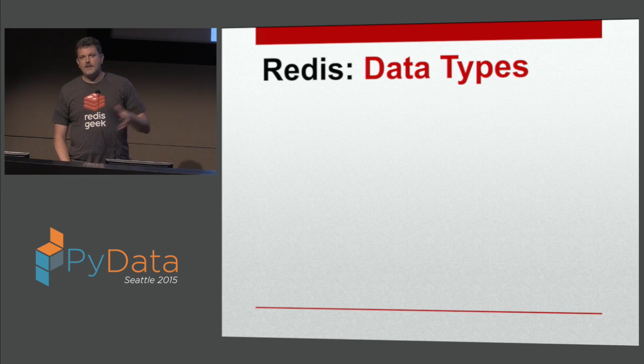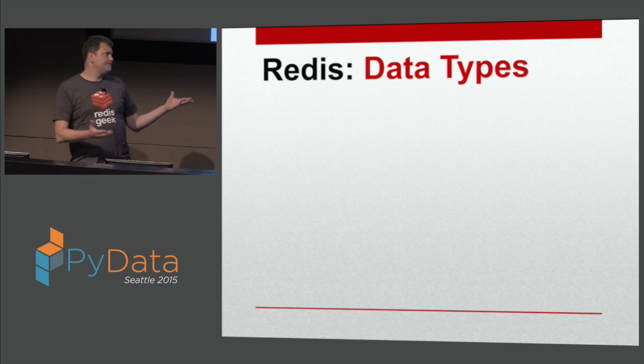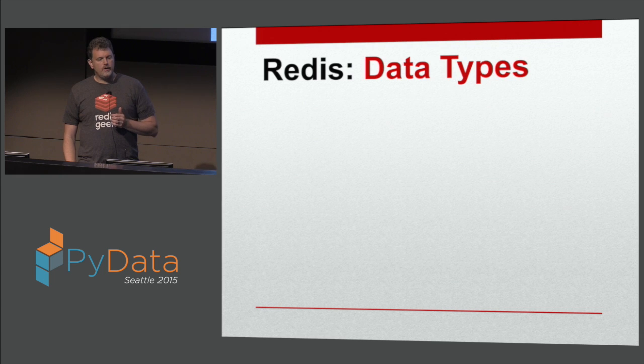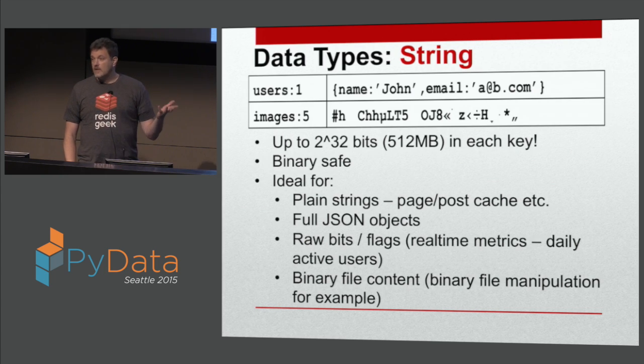So there's a bunch of data types. I don't have much more than this, so I'm going to go through some data types for you, and then we'll be done. So let's just take a quick look. You've got your string. It's more or less what you think it might be. You can store a lot, up to 512 megabytes in one string. And it's ideal for all sorts of things.